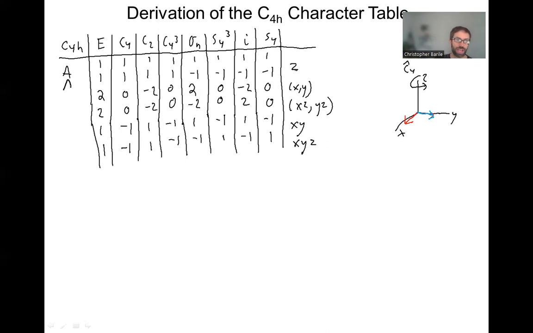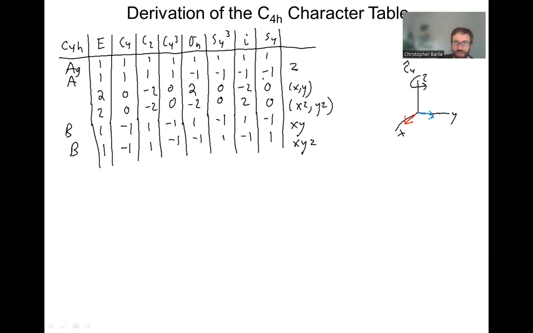So we're going to give this one an A, this one an A, sorry, I should draw those a little more in line with their vectors. This one a B, so one dimensionality, but a negative one under C4, the principal rotation axis, and this one a B as well. How do you distinguish between these? You're going to have to go to the inversion operators, which is the way the convention says to do it now. If you have a positive value here, you use the subscript G.